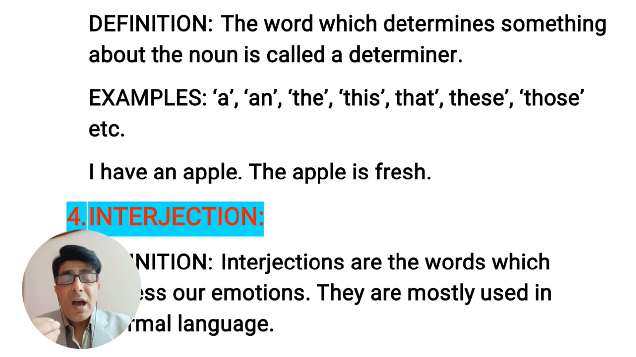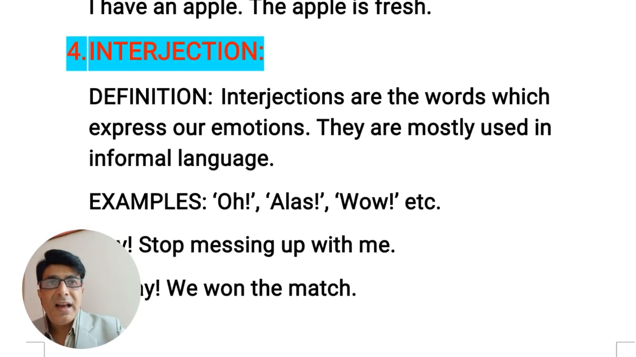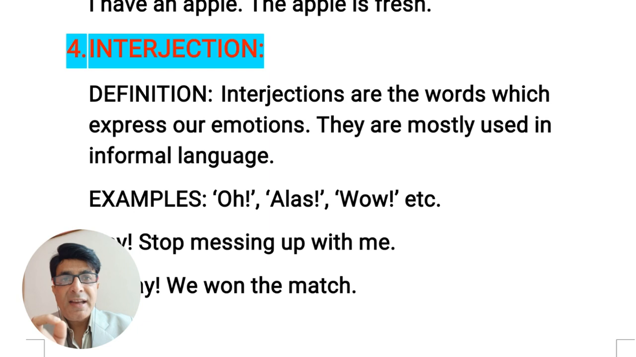When you say I have an apple, here the word an, which is used before the word apple, which is a noun, is a determiner. The apple is fresh. Here the word the is a determiner, right? And the last one is interjection.